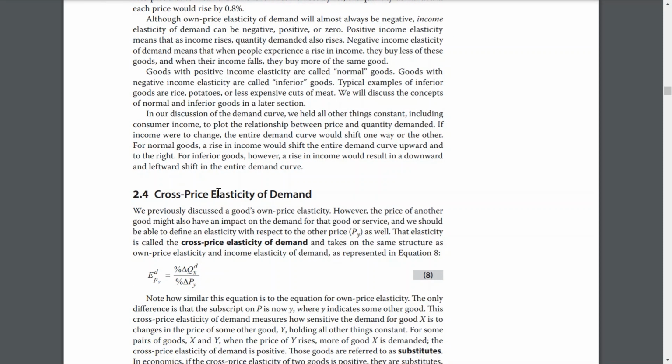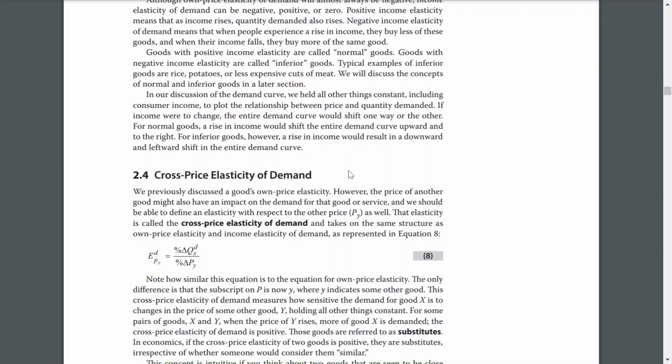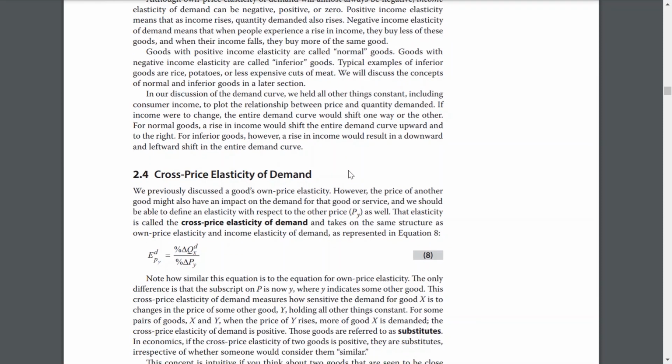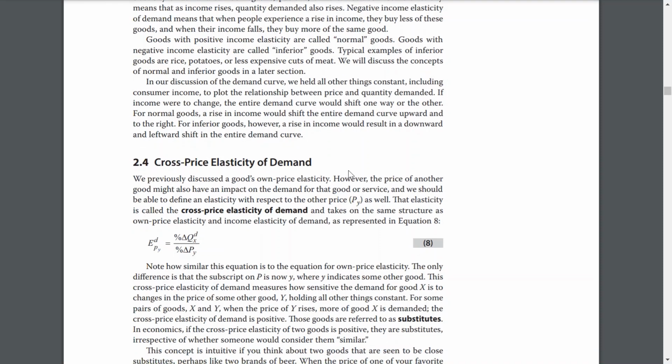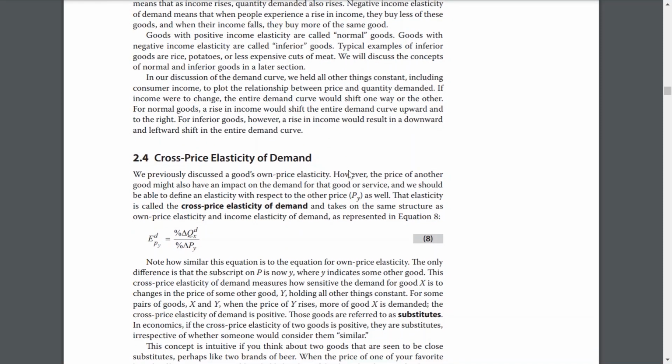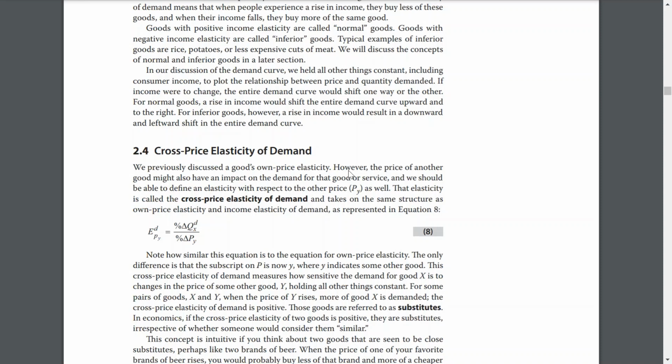In our discussion of the demand curve, we hold all things constant, including consumer income, to plot the relationship between price and quantity demanded. If income were to change, the entire demand curve would shift one way or the other. For normal goods, a rise in income will shift the entire demand curve upwards and to the right. For inferior goods, however, a rise in income would result in a downward and leftward shift of the entire demand curve.